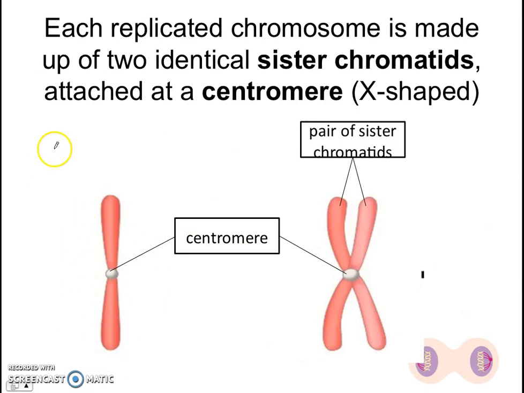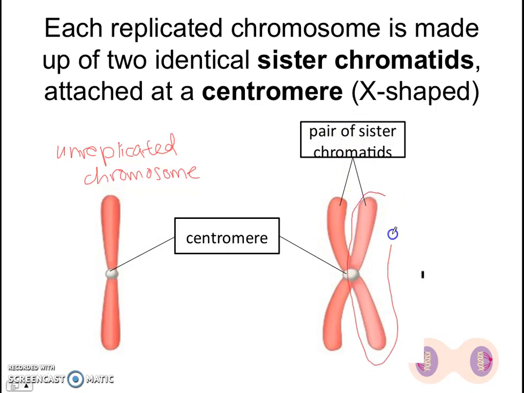So here is the unreplicated chromosome. Now notice the unreplicated chromosome has a region in the center called the centromere. We'll see what this is for in the next video. But it's this very special region called a centromere. Now after the unreplicated chromosome replicates itself, then in the replicated chromosome we have a pair of sister chromatids. So this here is one sister chromatid, and then this here is another sister chromatid. So we have a pair of sister chromatids.